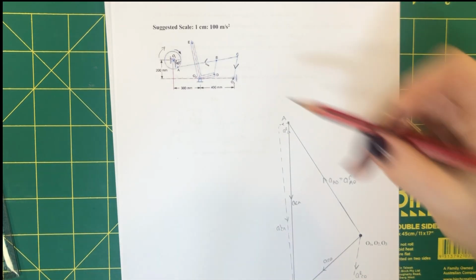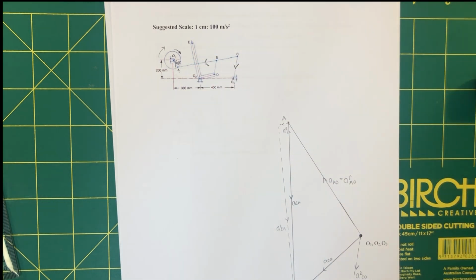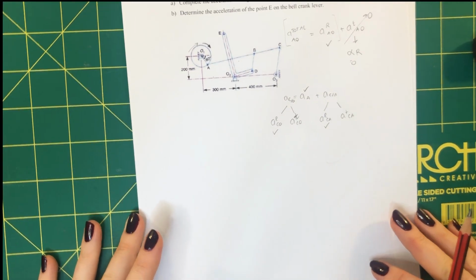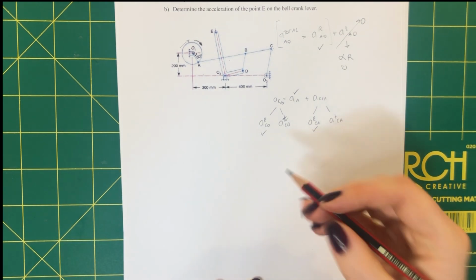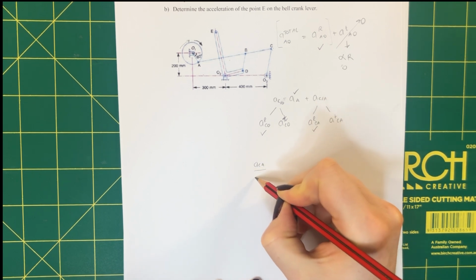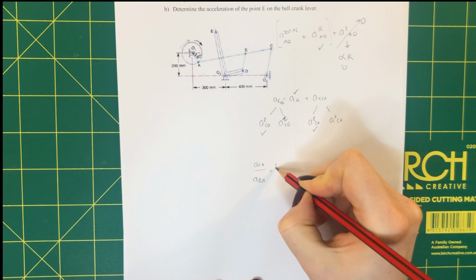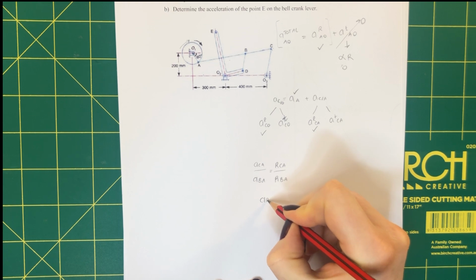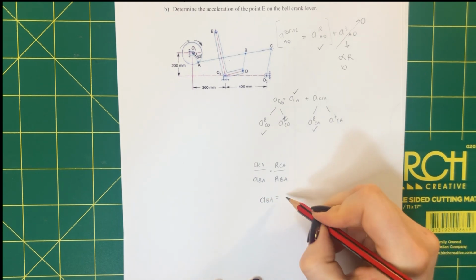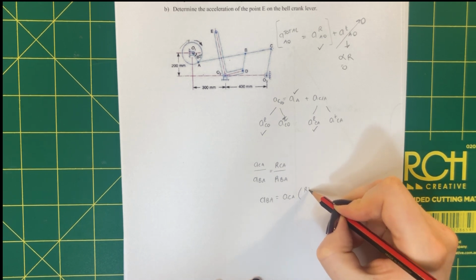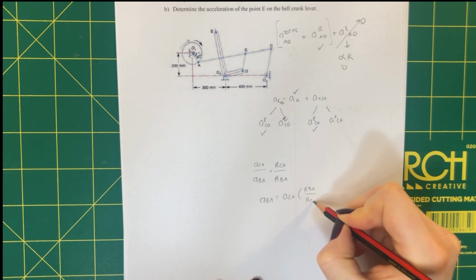Next we're finding point B, because C, B and A are all on the same link. As we have done before, we're going to use a ratio. If they're on the same link, they have the same angular acceleration. So acceleration CA on acceleration of BA equals radius of CA on the radius of BA. Acceleration of BA is our unknown, put that on the left hand side, equals acceleration of CA by the radius of BA on the radius of CA.